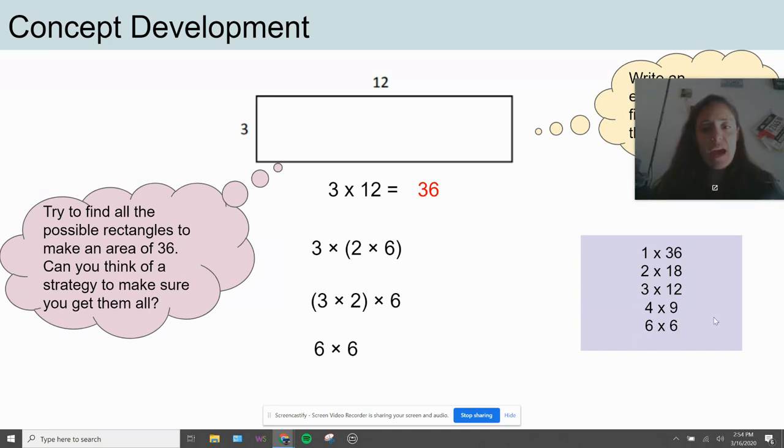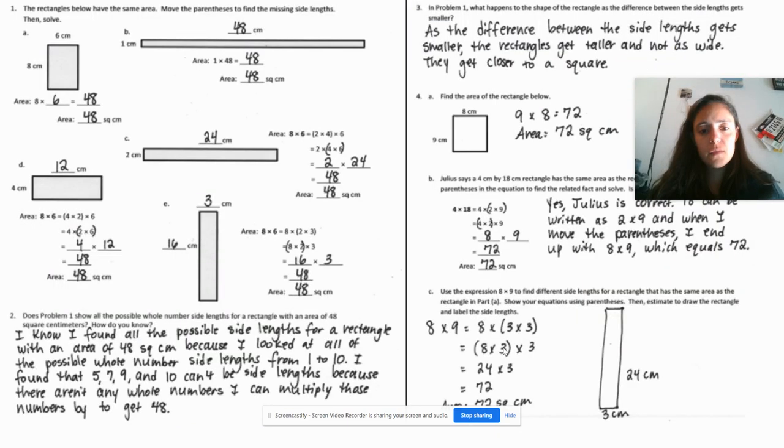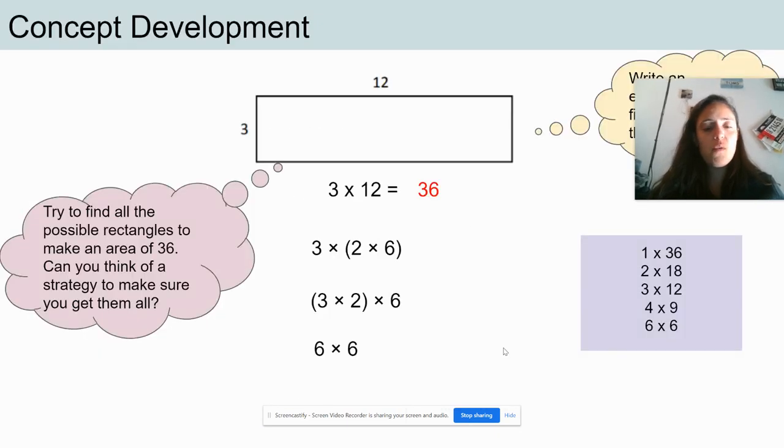So now, with this, you are going to try to find all the multiplication facts that are associated with the area. So you have to think about the area, how I can break this down, and what factors go together that are associated together with my area.